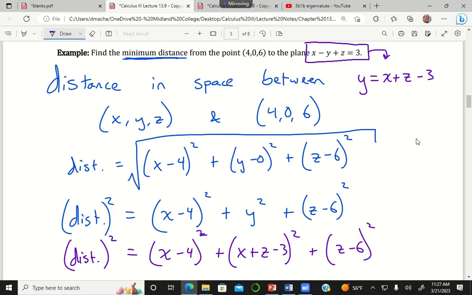And now that I've used that constraint, that constraining relationship between my variables x, y, and z, I'm guaranteed that my solution, whenever I find x and z, is going to belong to that plane. And then I can also use this formula to find the corresponding value for y.